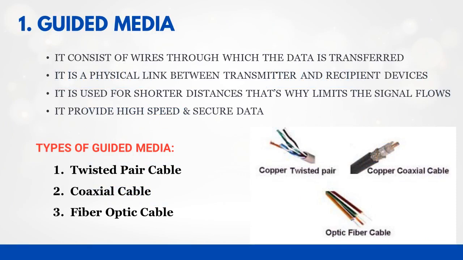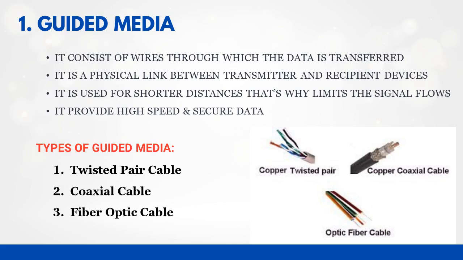First one, guided media. Guided media uses physical wires or cables to transfer data between devices. It forms a direct physical link between the sender, transmitter and the receiver. It is mainly used for shorter distances, which means the signal cannot travel as far as wireless communication.